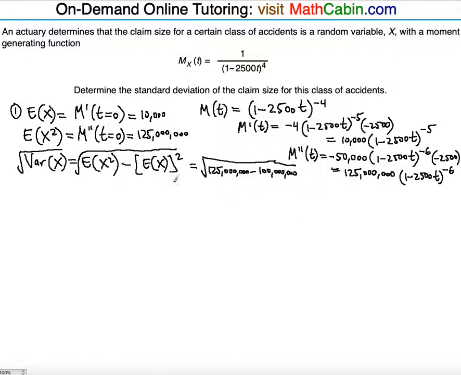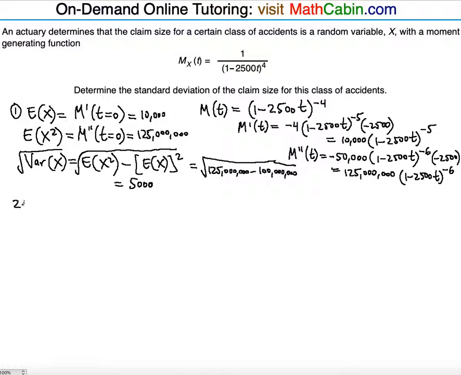So this should give you 25 million. The square root of 25 million is going to give you 5,000. So this is the standard deviation, and you would see this in the multiple choice available.